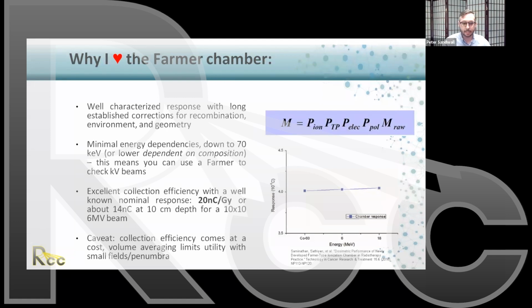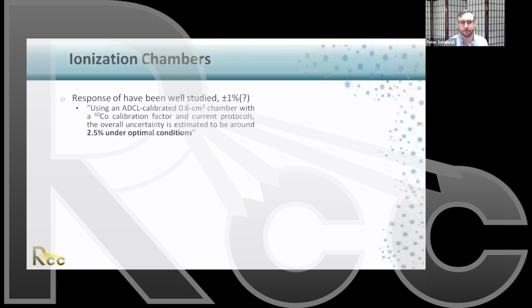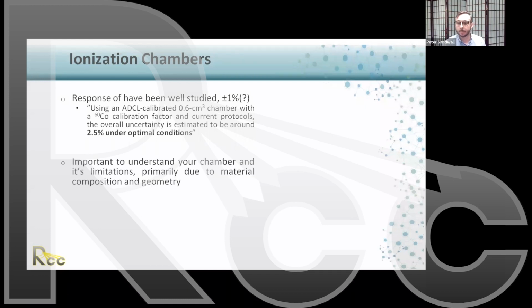I want to bring up the fact that the collection efficiency comes at a cost. The volume averaging limits the utility, especially with small fields and in the penumbra. And so we're going to talk more about smaller detectors. There are all kinds of different ionization chambers. Some people say you can get a response of plus or minus 1%, and that's how we calibrate our machine. But the reality is the uncertainty is different than that: 2.5% under optimal conditions. So we want to do our best to get it as tight as we can, because there is uncertainty in the calibration process, and we need to respect that. It's important to understand your chamber and its limitations, primarily due to the material, composition, and geometry.